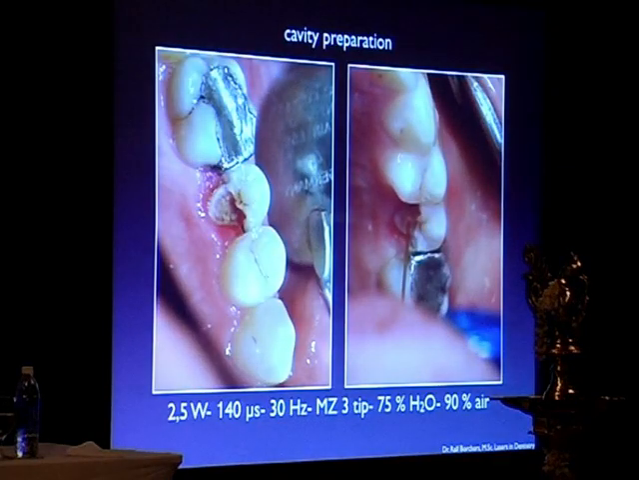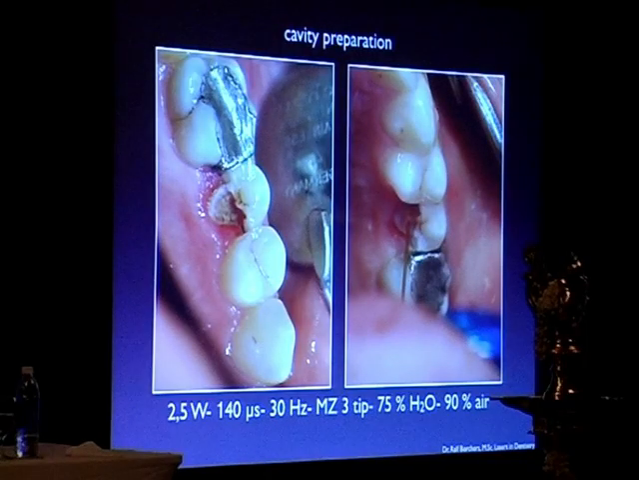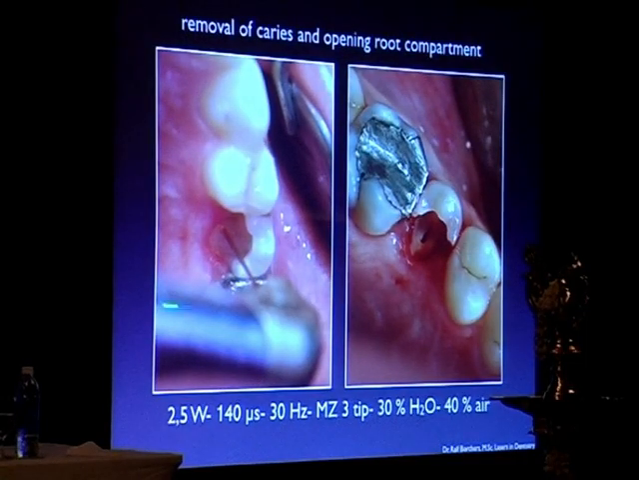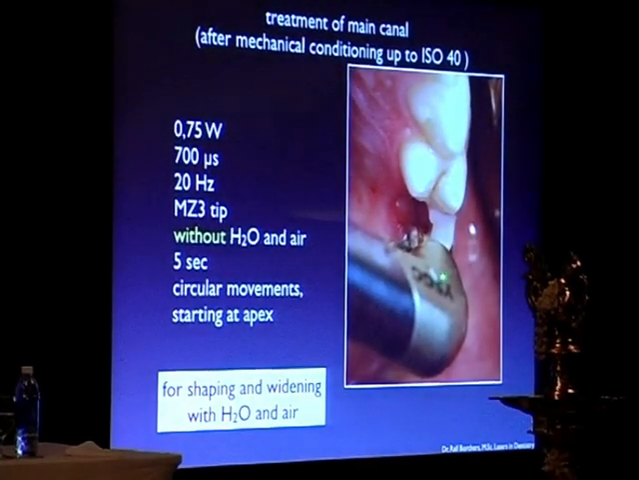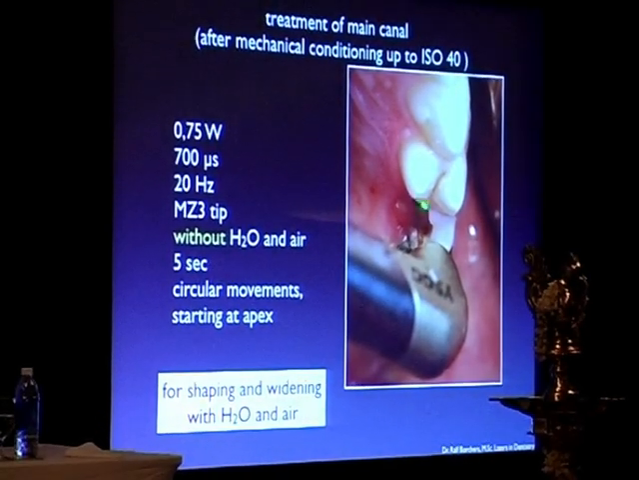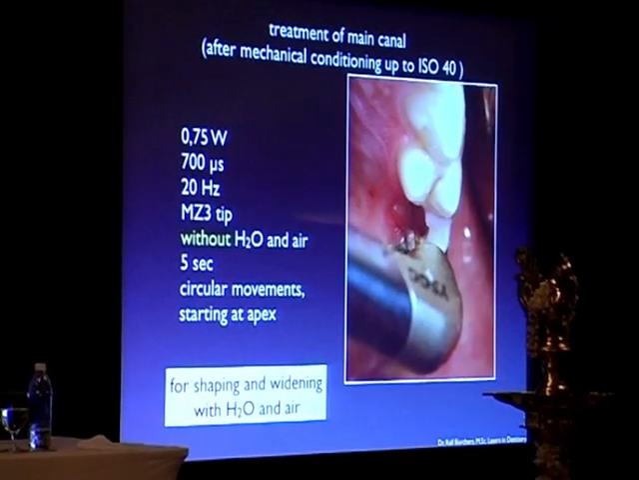So in this case, we have a broken tooth. We do the cavity preparation with the erbium laser. We do the removal of caries and the opening of the root compartment with an erbium laser. And then you can do a treatment of the main canal.